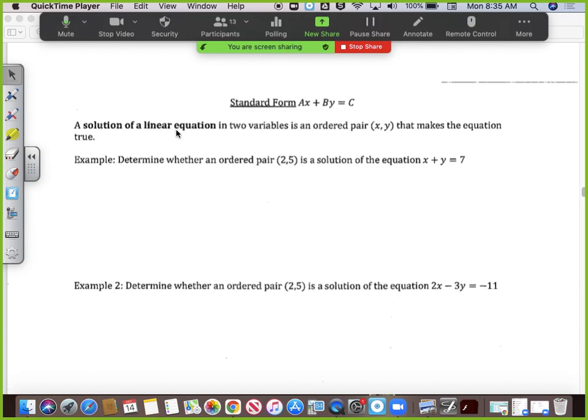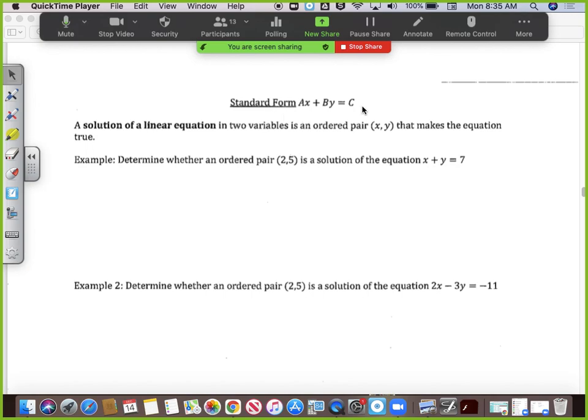Linear equations, if you remember, is basically a line, a straight line. So any equation that has a straight line is considered a linear equation. That means that it either increases or decreases with the same number each time. It has a constant rate of change. And when you graph that, it looks like a straight line.